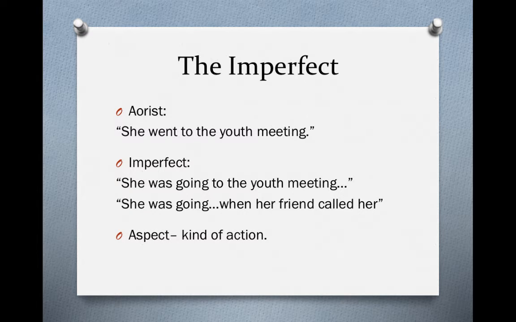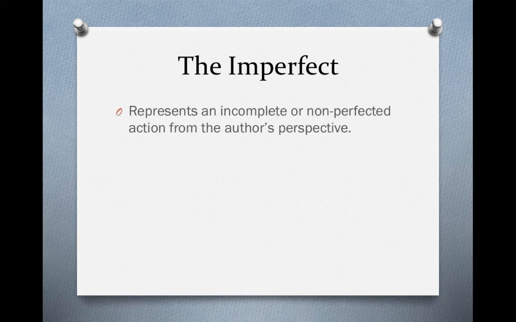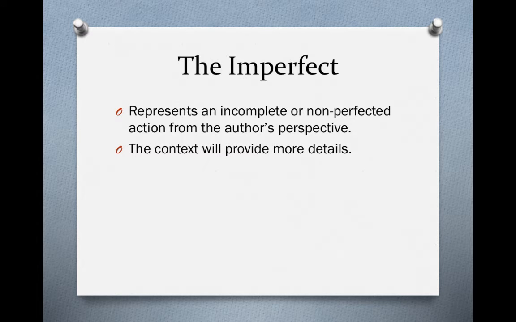The difference between these two is something that's called aspect. The aspect is the kind of action. So the tense itself, the imperfect and the aorist tense, both of them are past tenses. The difference between the two is one of aspect. The imperfect represents an incomplete or non-perfected action from the author's perspective. And the context will often provide more details.